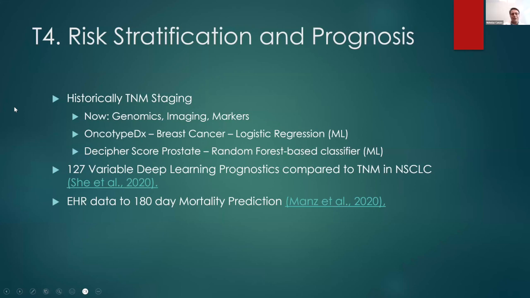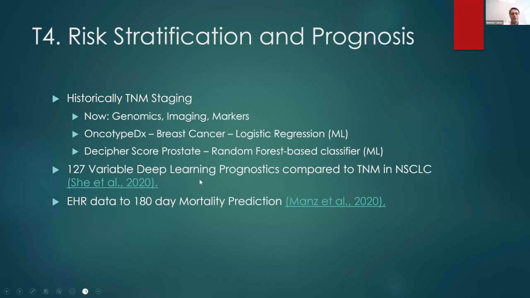With risk stratification and prognosis, historically, we've used the TNM staging like I discussed earlier. With breast cancer, we use something called an Oncotype, which uses logistic regression machine learning, a step above or prior to deep learning, and the Decipher score for prostate, which uses a random forest classifier. And like I discussed earlier, using disparate data that we as humans don't really know how to use.